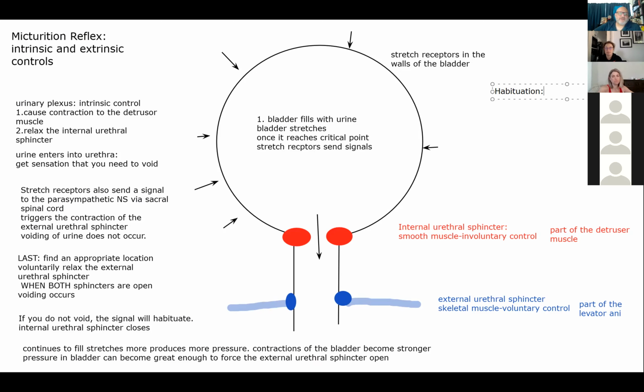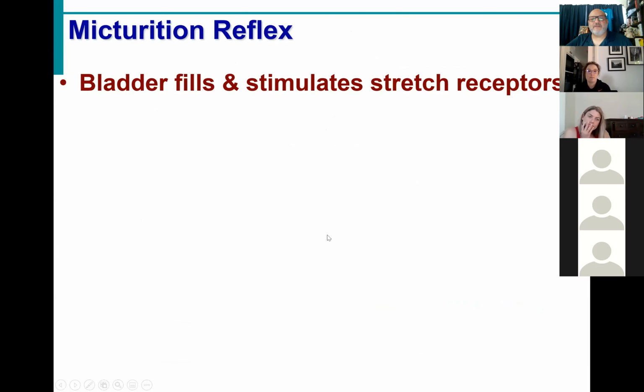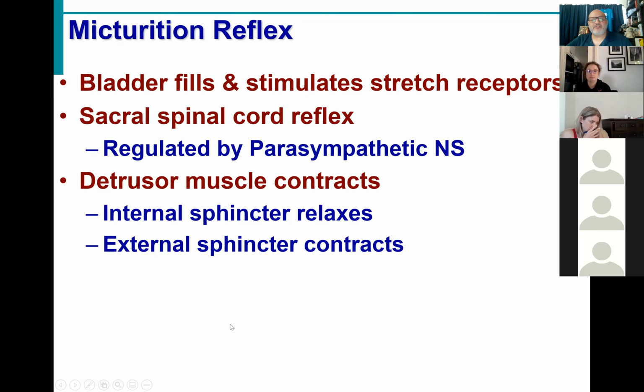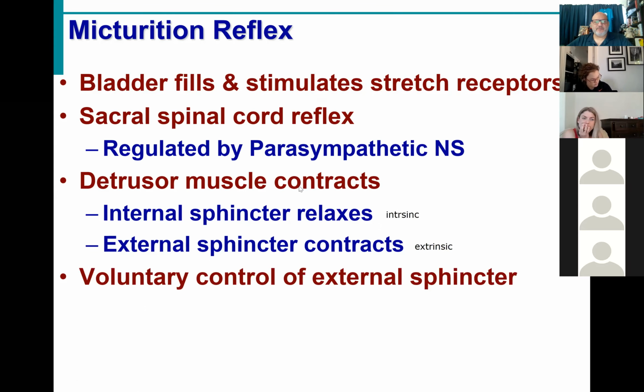All right, excellent. So we did this here. Let's look at the pretty pictures. Again, bladder fills and stimulates the stretch receptors. Sacral spinal cord reflex, regulated by the parasympathetic nervous system. And using both intrinsic and extrinsic controls, we relax the internal urethral sphincter, we contract the external urethral sphincter so that you sense that you need to void, but voiding isn't going to occur.